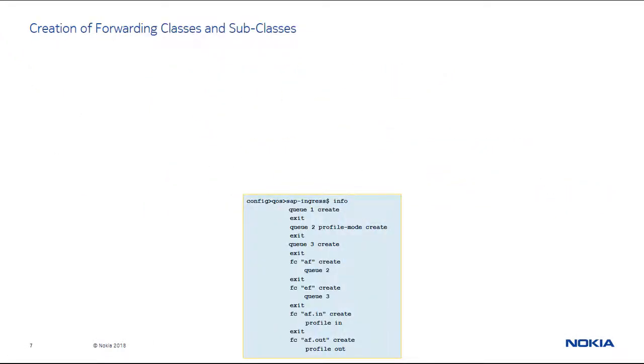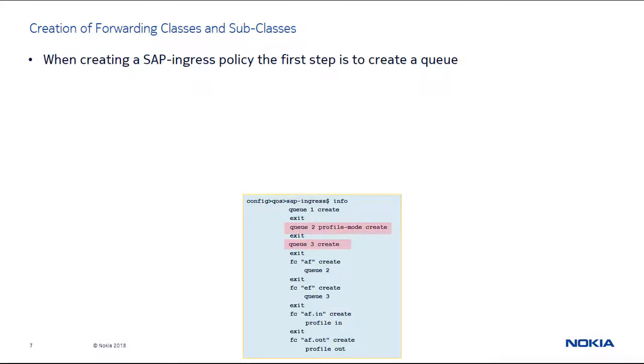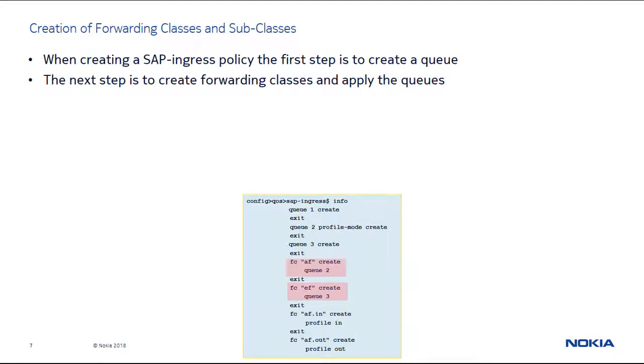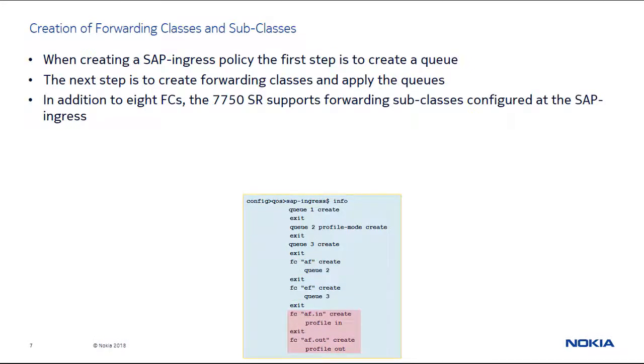Okay, let's see how we create forwarding classes and subclasses in a SAP Ingress policy on the Nokia 7750 Service Router. The first step when creating a SAP Ingress policy is to create queues that the forwarding classes will guide traffic to. The next step is to create forwarding classes in the policy and associate the queues with the proper forwarding class.